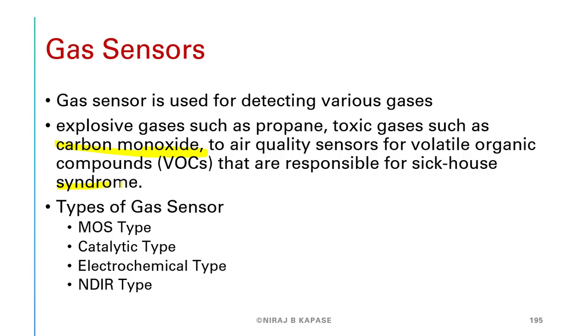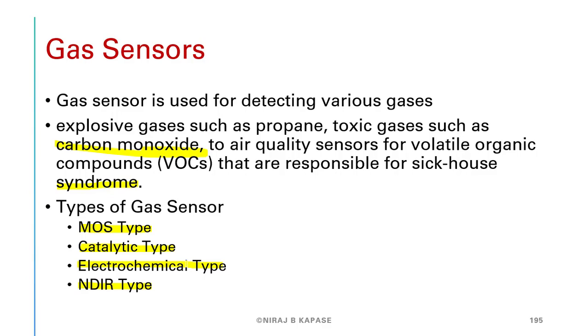So we need to detect the gases, and for detecting the gases there are different types of gas sensors available in the market. The first type is the MOS type of gas sensor. Second is the catalytic type of gas sensor. Third is the electrochemical type of gas sensor, and fourth is NDIR, that is an optical type of gas sensor. We'll see what the differences are between the MOS type, catalytic type, electrochemical type, and NDIR type gas sensors.